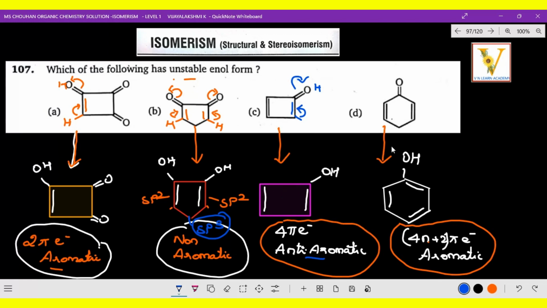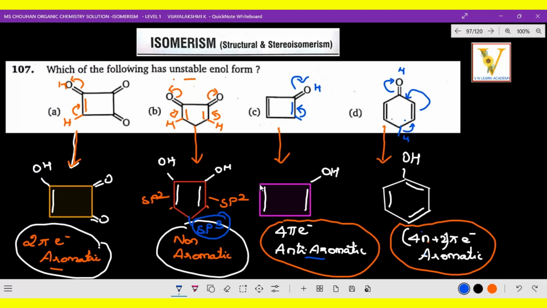Now the last one, see here, in the same way alpha hydrogen is available, transfer of electron. Now resonating structure takes place, so you will get that OH 100% here. The double bond comes over here, this double bond goes over here and OH. So this is completely a phenol compound, right? Phenol compound means you know very well that it is aromatic.